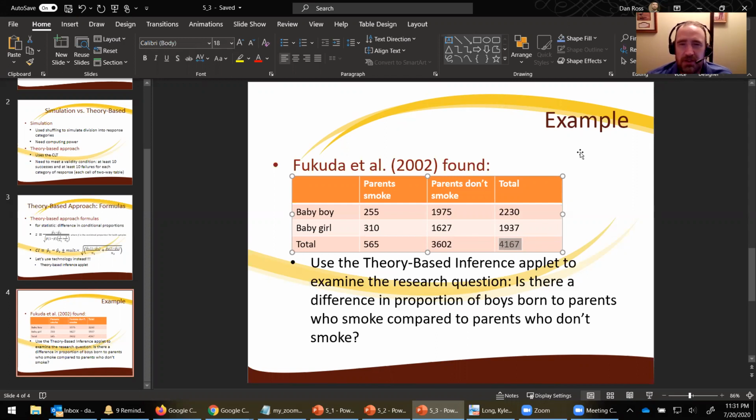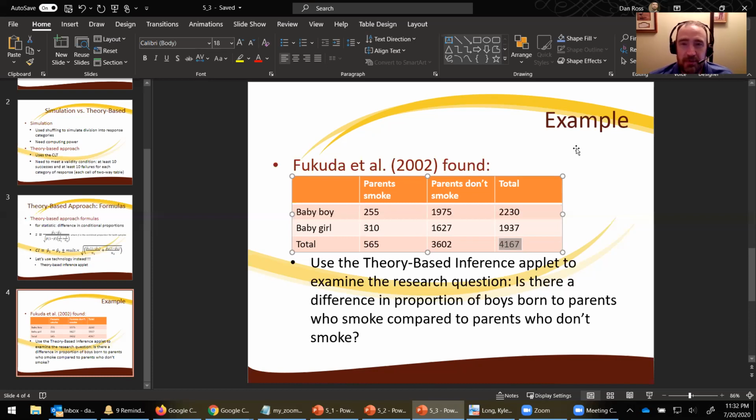Another question, do we believe that smoking or not smoking is causing the difference in the number of boys? What would we need for that? We would need to say we have a random assignment to our two groups, smoking and non-smoking. I don't think Fukuda did this. I don't think that would probably be ethical or even possible to do, to force some parents to smoke and other parents not let them smoke just at random. So I do not believe we can conclude cause and effect here.